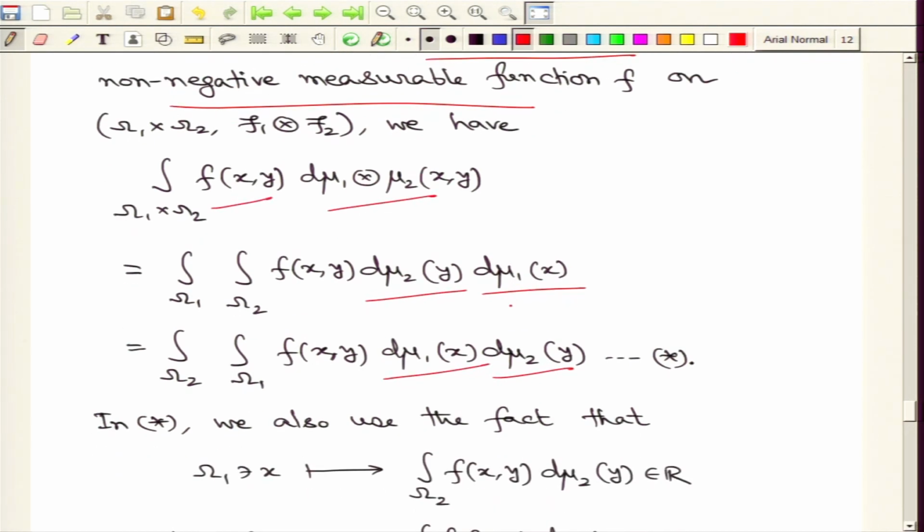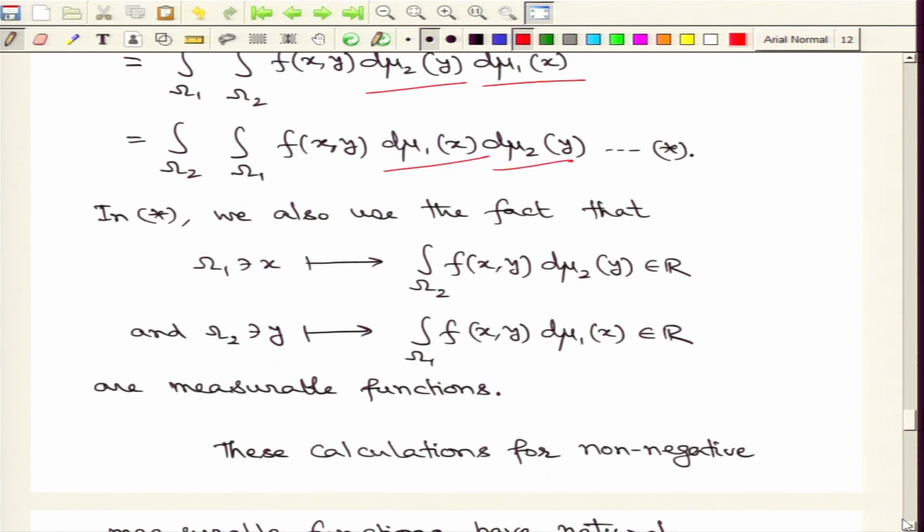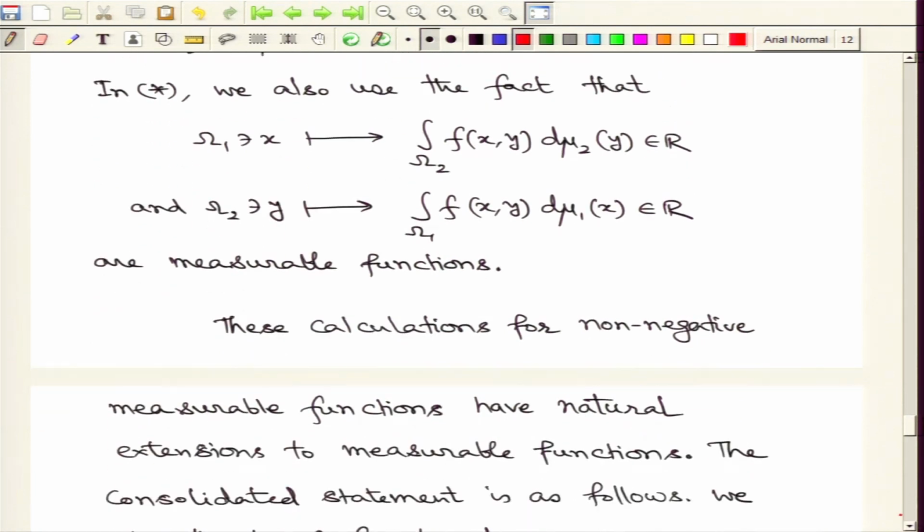This leads us to a very important result, and this is what we will try to generalize. Now, this was for the non-negative measurable functions; we take it to general measurable functions by usual measure theoretic techniques. But here we have essentially used the fact that small x mapping to this integral and small y mapping to this integral are measurable functions.